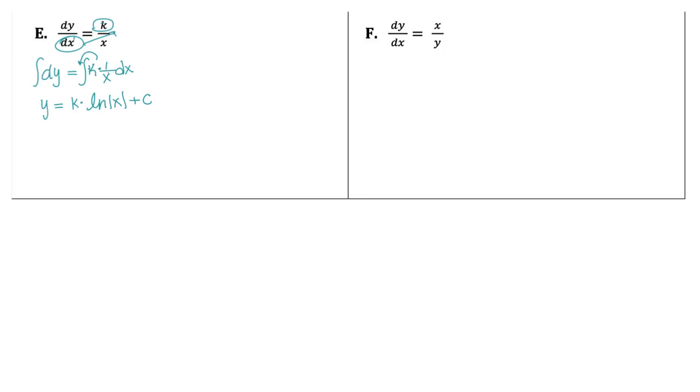And then part F looks like about the same thing again. So separating, we get y dy equals x dx. And then we are going to integrate, so we have y squared over 2 equals x squared over 2, and then plus c.